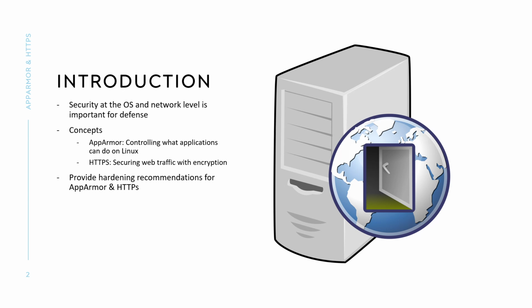So first, we're going to look at AppArmor, which applies restrictions to processes on Linux. Then we are going to move on to HTTPS, which secures communication across the network. So the goal is to not only understand what each of these tools do, but also to know how to harden them in practice. And finally, to verify that they are configured properly.